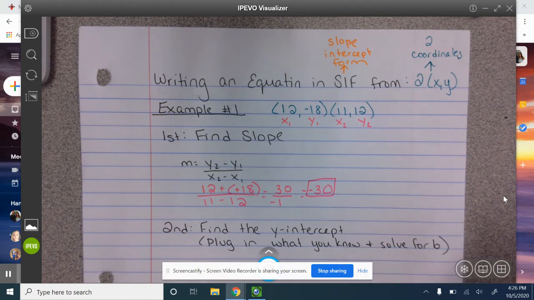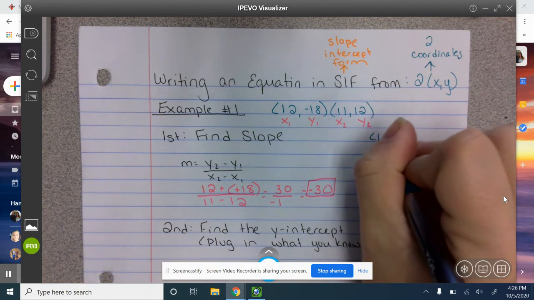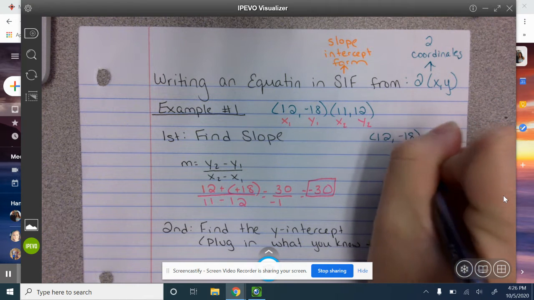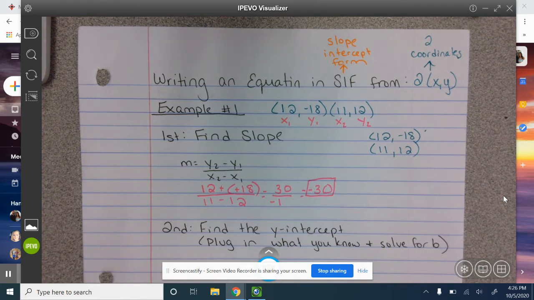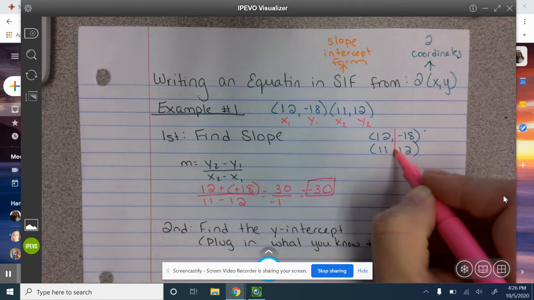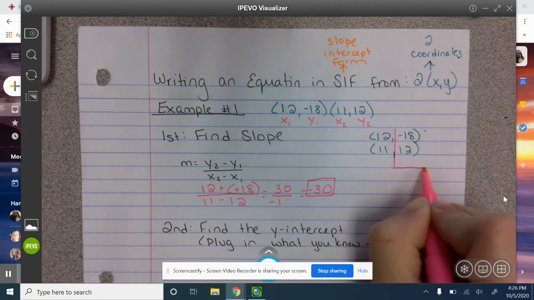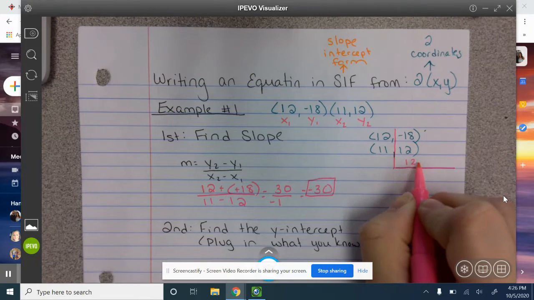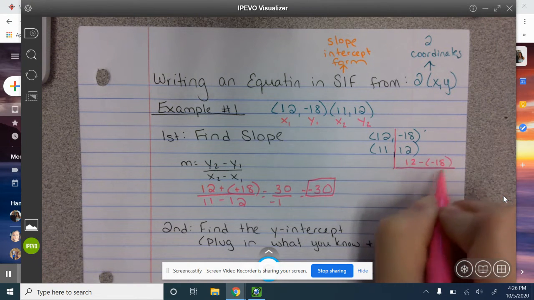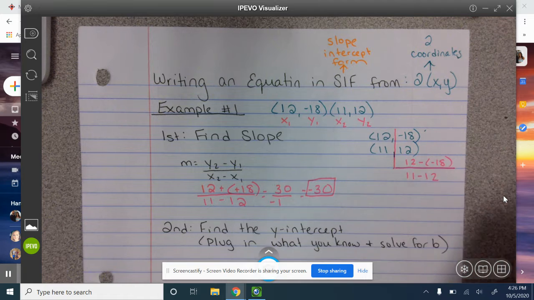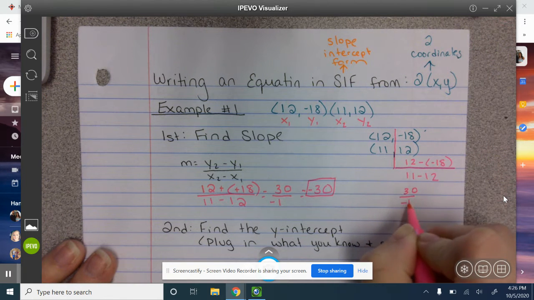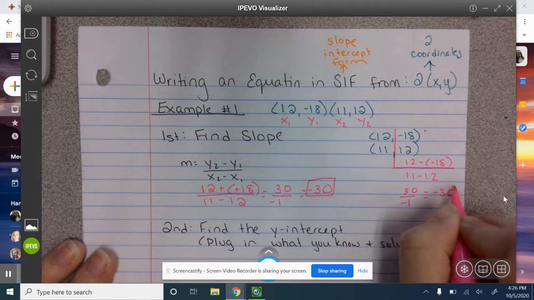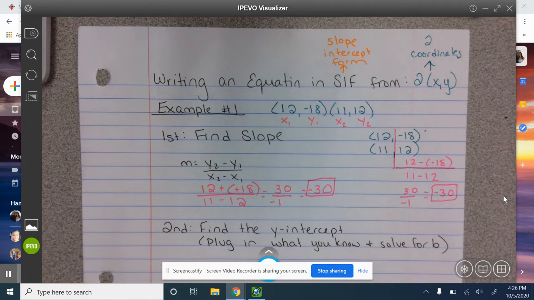Now there's a few of you I showed a different way to solve slope, and I'm going to work it out over here to the side for you. So some of us were struggling with this equation, and we did the L. So stack your coordinates and draw your L. And then again, 12 minus -18, 11 minus 12. When we keep change, that gives me 30 over -1, which is -30. So either way you solved that problem, you got a slope of -30.